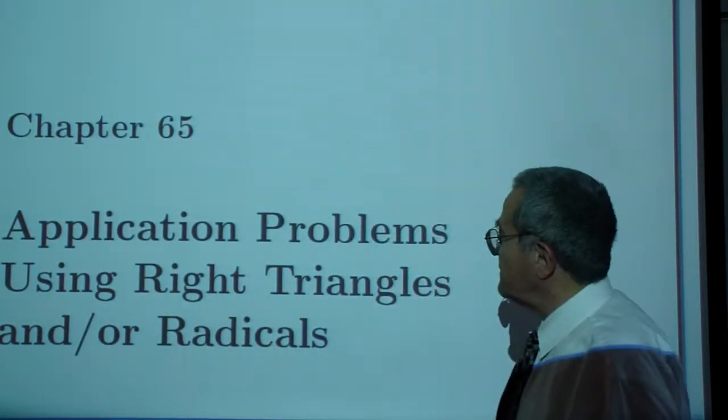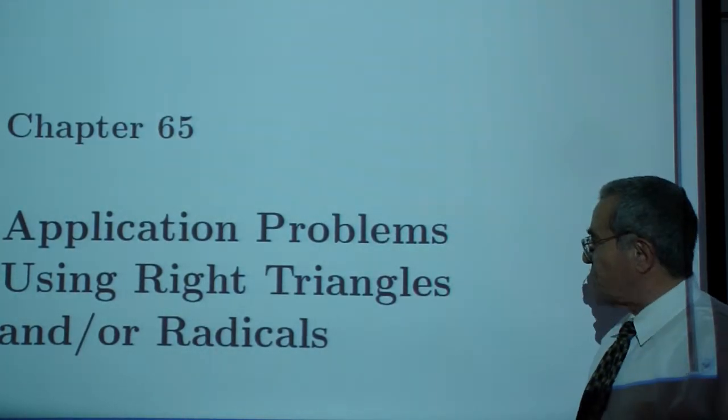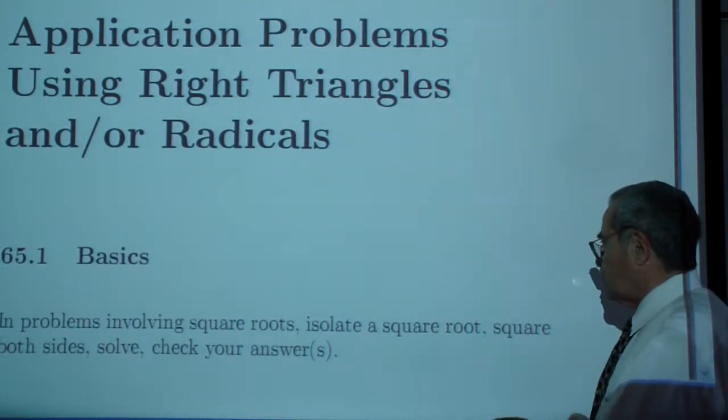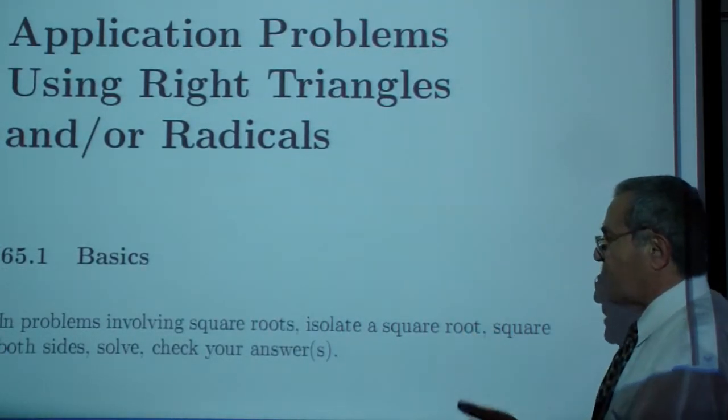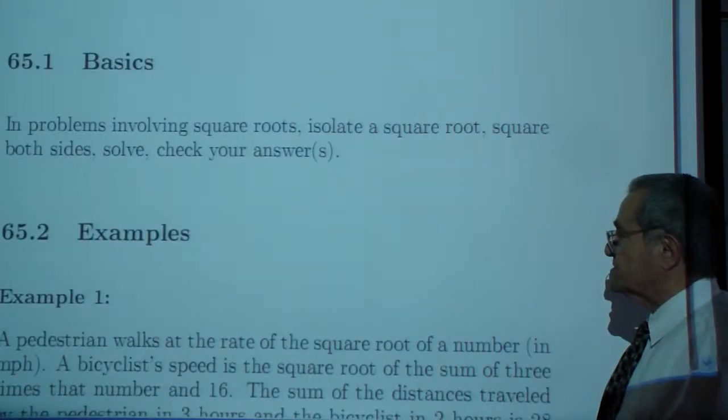Chapter 65, application problems using right triangles and/or radicals. In problems involving square roots, isolate the square root, square both sides, solve, and check your answer or answers.